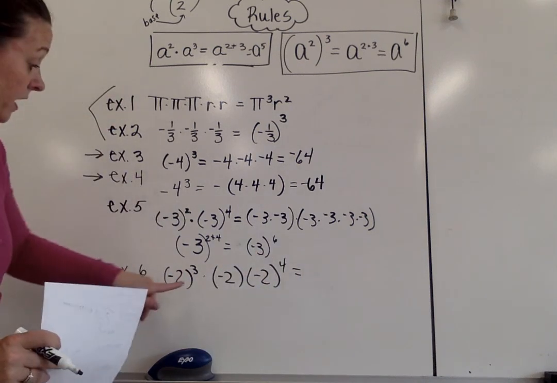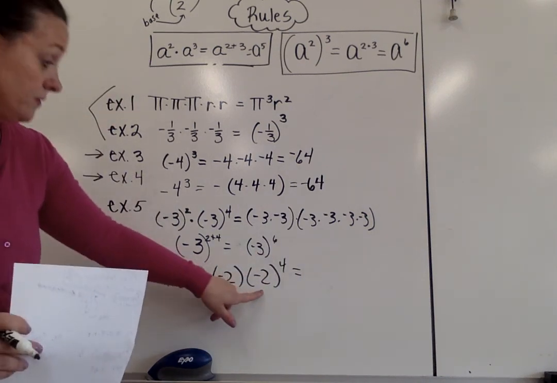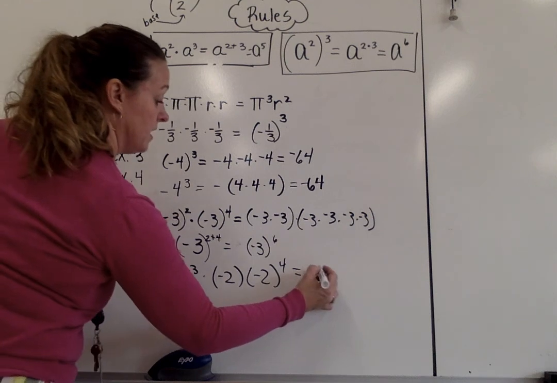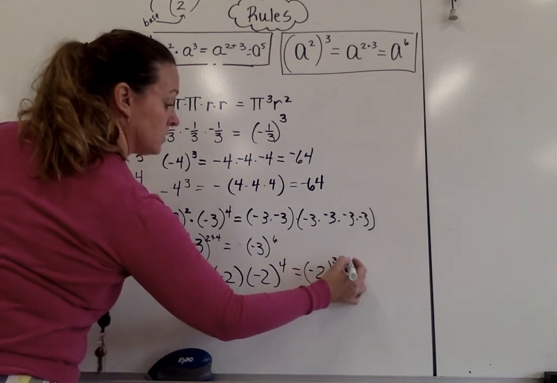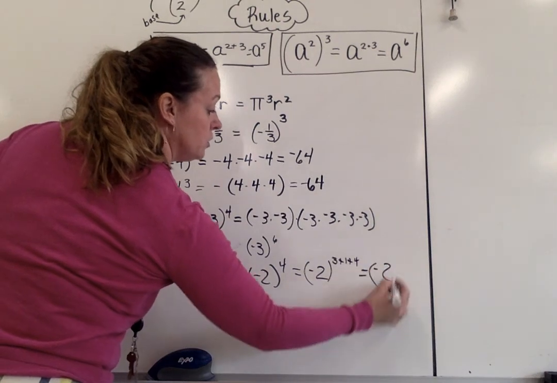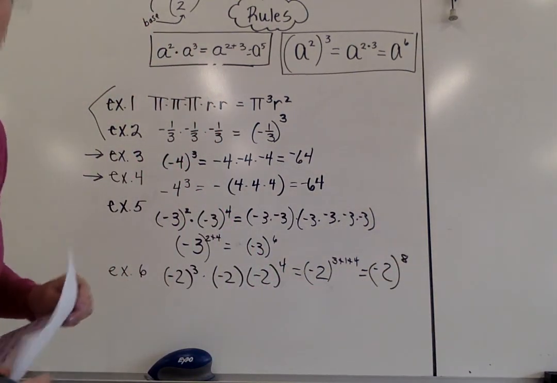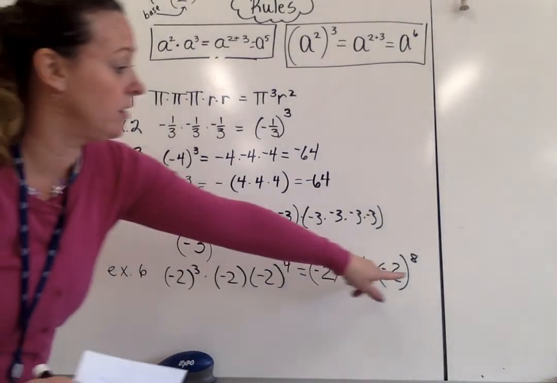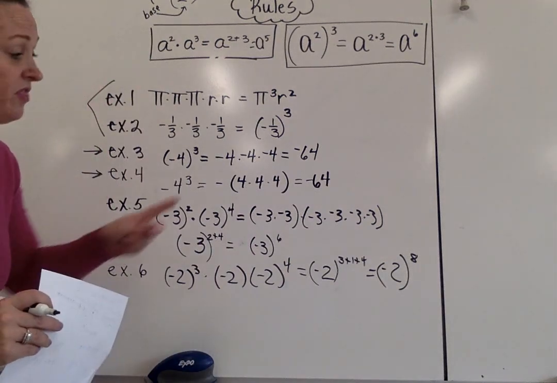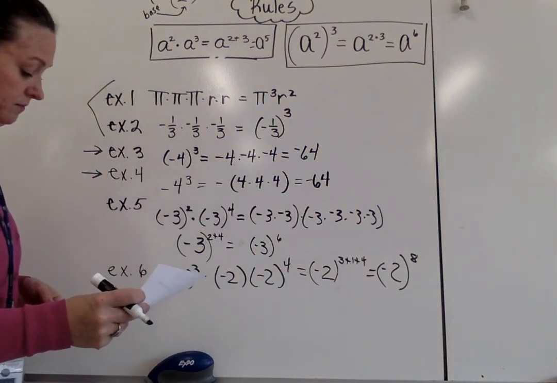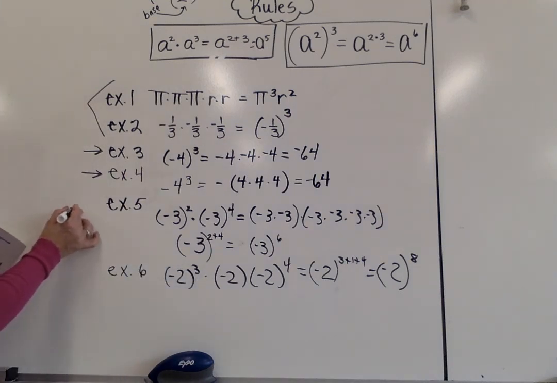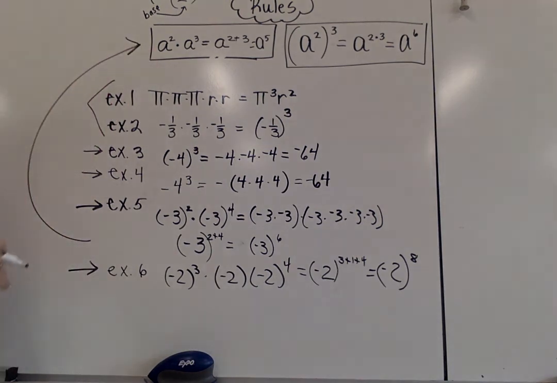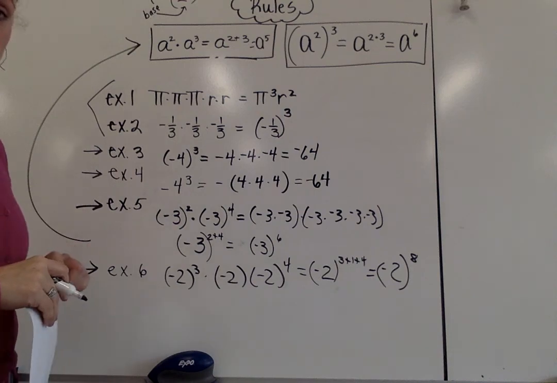Now, I can write out -2 times -2 times -2 times -2 times -2 times -2 times -2 times -2. Or I can simply say -2 to the 3 plus 1 plus 4, which is -2 to the 8th power. By simply adding my exponents, I can write the base with the sum as the new exponent. So example 5 and example 6 refer to this power rule. When the bases are the same, you can simply add the exponents.